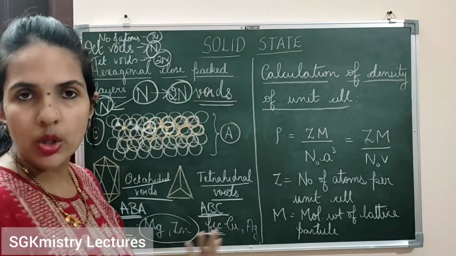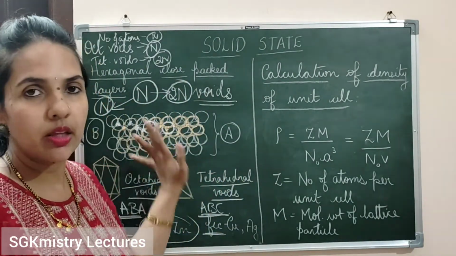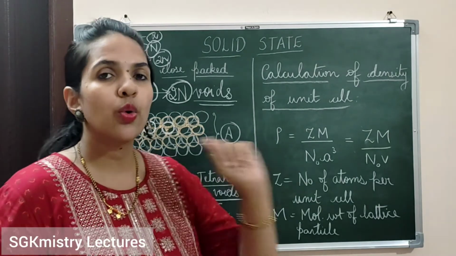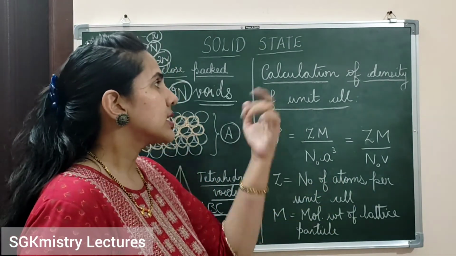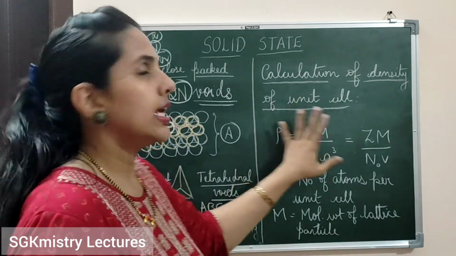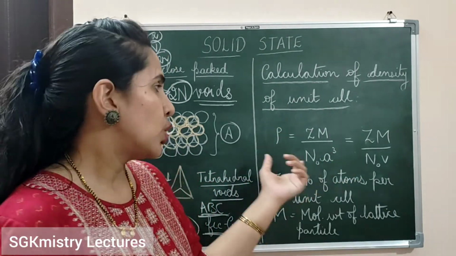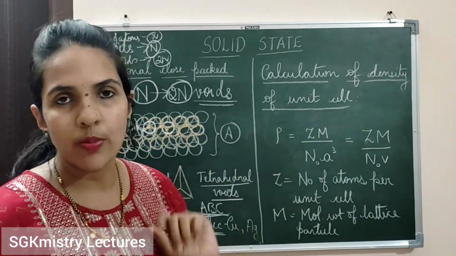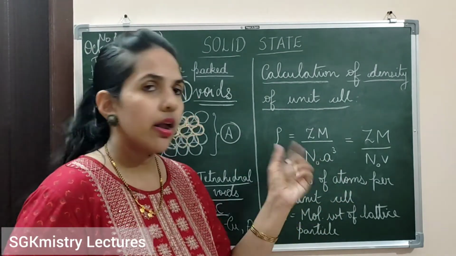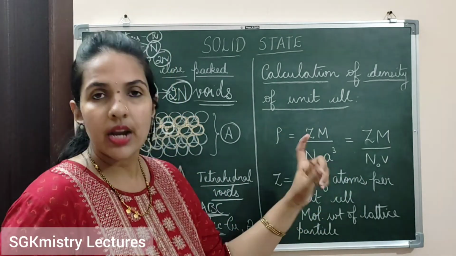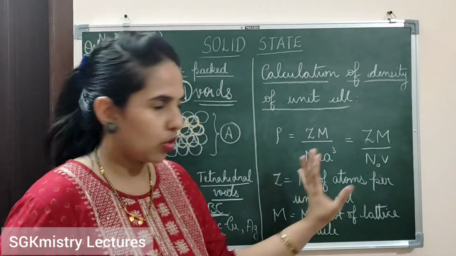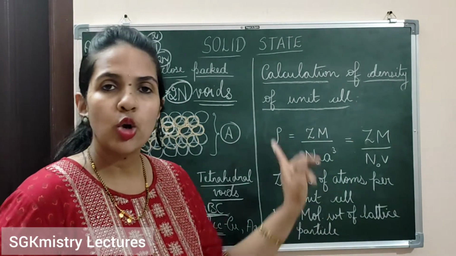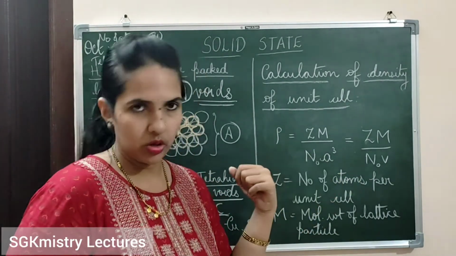Okay, so this is about voids and how to calculate the number of voids and how you arrange the different layers one above the other. Next, coming on to calculation of density of a unit cell. Usually this will be asked in the numerical part of the questions, where one of these will be given as the unknown and you have to calculate that particular value using the known values of the others.